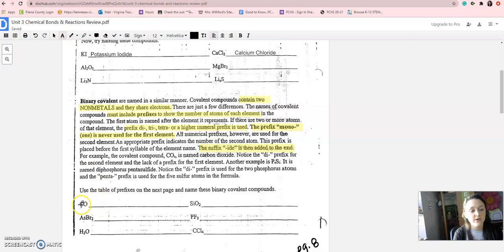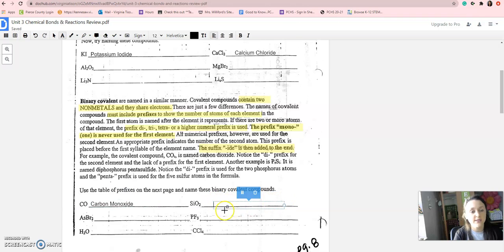We've got carbon and oxygen. I see I don't have more than one because there's no little number. And I know I can't put mono in the first spot. So I'm just going to write the first element first. So I'm going to write carbon. And then I see I only have one oxygen. In the second spot, I have to use a prefix for one. So I'm going to put monoxide. Monoxide.